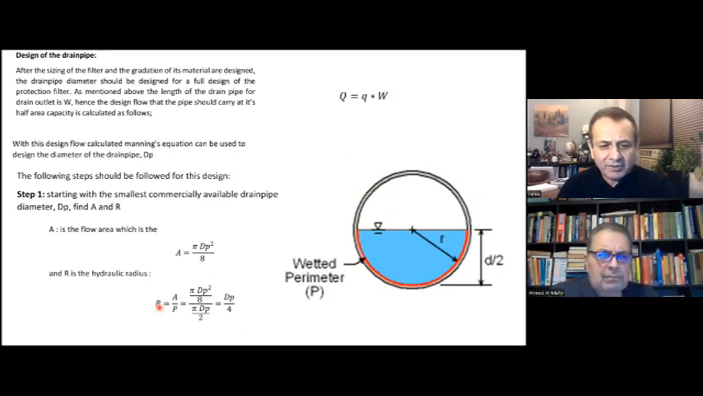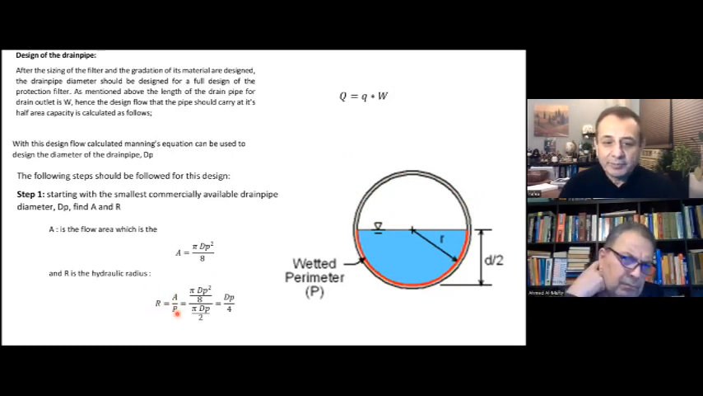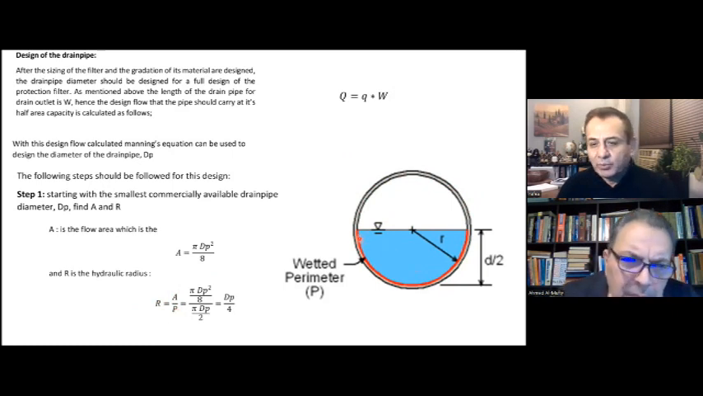Now R is called the hydraulic radius, which is A over P, where P is called the wetted perimeter. That means the contact of the water with the boundaries of the pipe. So with this, we're going to have d over 4 as the hydraulic radius.